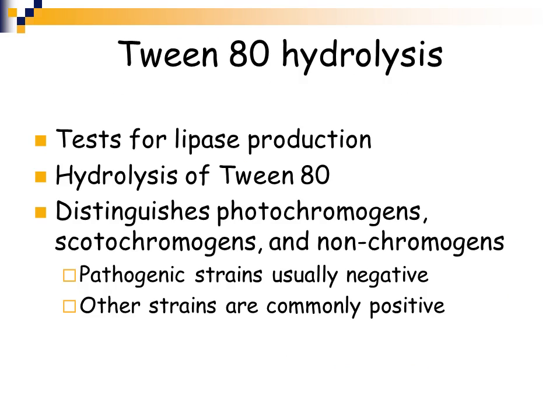Tween 80 hydrolysis tests for the production of the enzyme lipase through hydrolysis of the compound Tween 80. And this test distinguishes your photochromogens, scotochromogens, and nonchromogens. So the pathogenic strains are usually Tween 80 hydrolysis negative, whereas other strains are commonly Tween 80 hydrolysis positive.